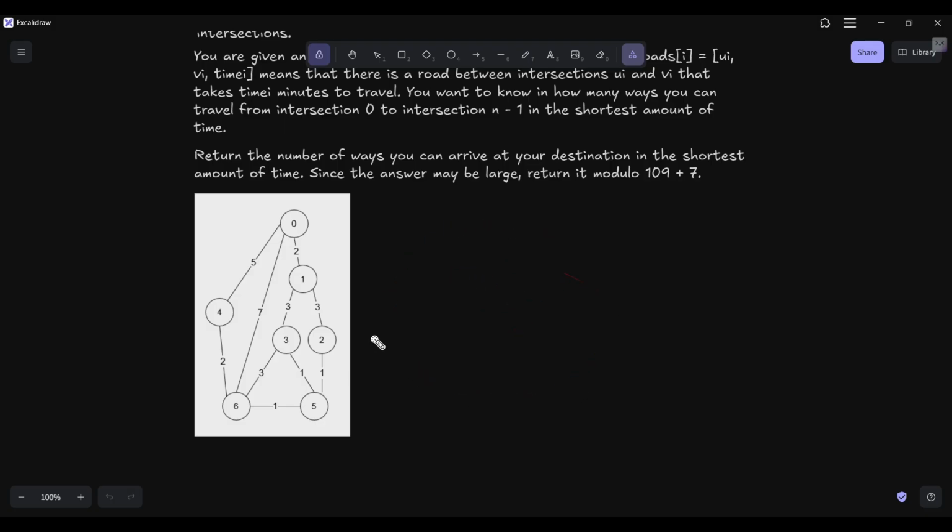And if you see, there are a total of 4 paths, this and this, and this and this, total 4 paths are possible from where we can get the shortest time.